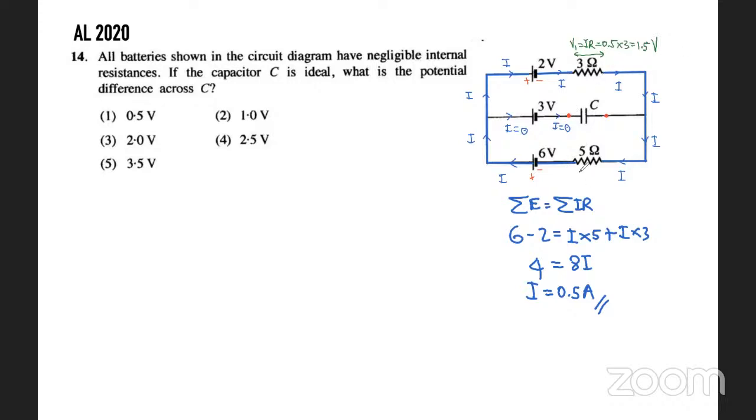And how about this one then? Across this, let's take V2 equals again IR. I is half, resistance is 5. What is half into 5? 2.5 volt, right? 2.5 volt is the potential drop here.